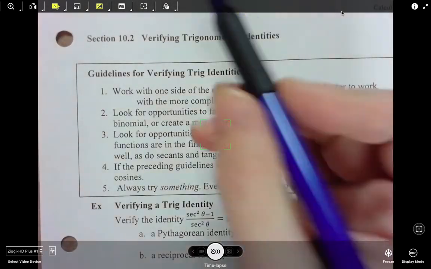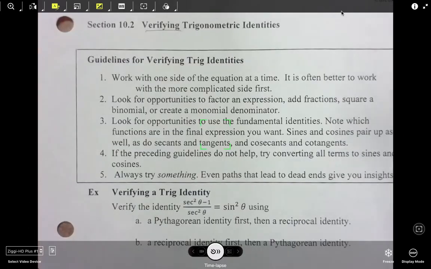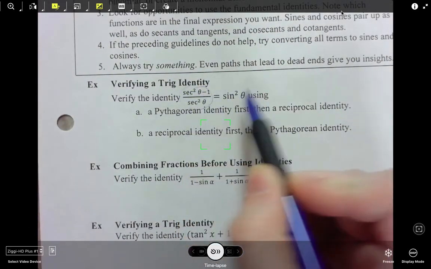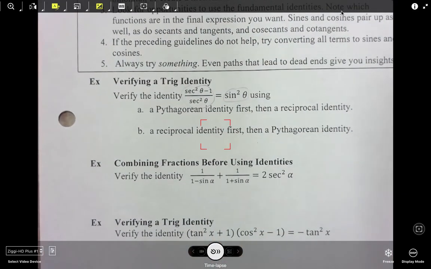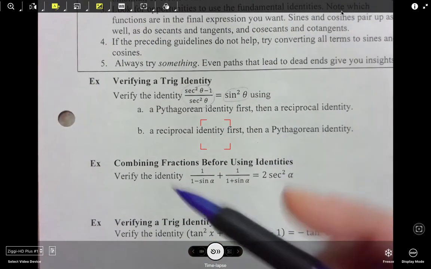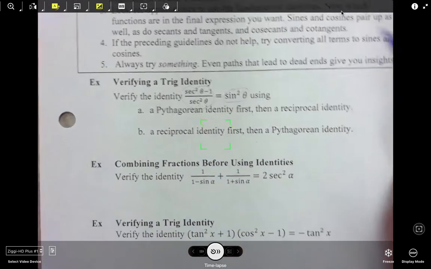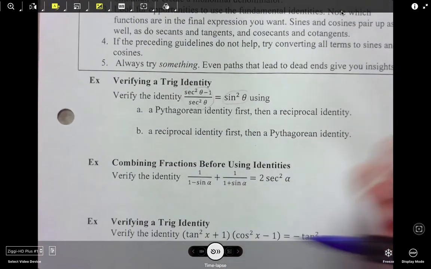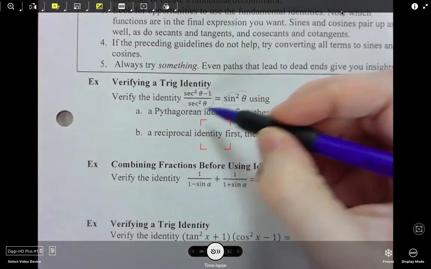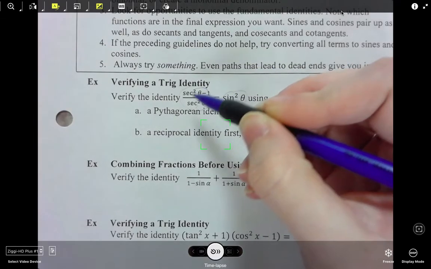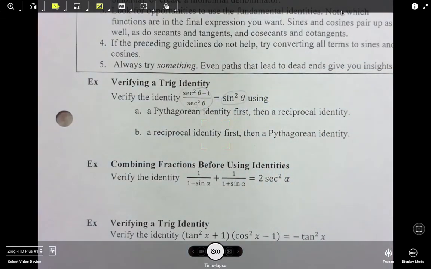So when they say verifying trig identities, here's what they mean. They'll give you something that looks like this: an equation, with something on one side and something on the other. Basically the question they're asking is, show me how to get from here to here. So the answer is in the work that you show. It's not necessarily an answer. You're given the answer. You know that this is equal to that, but the answer is in the work that you show how to get from one to the other.